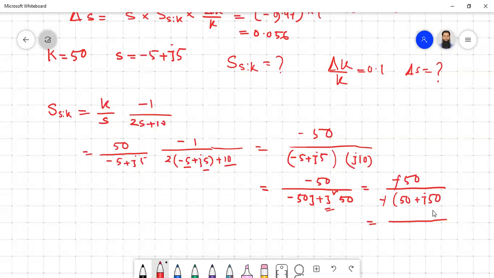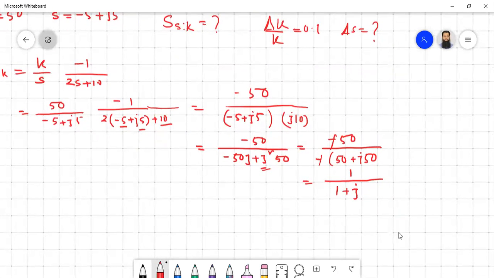Now you can take the common of the 50. So 50 can be cancelled out, and 1 by 1 plus j can be represented in terms of magnitude and angle. What you can find is 1 by root 2 magnitude, and the angle is 45, or if you take the angle to the numerator, then you have 1 by root 2 at minus 45. Okay, so this is the complex number of sensitivity.